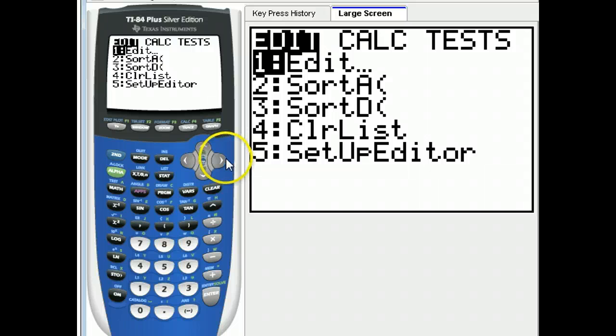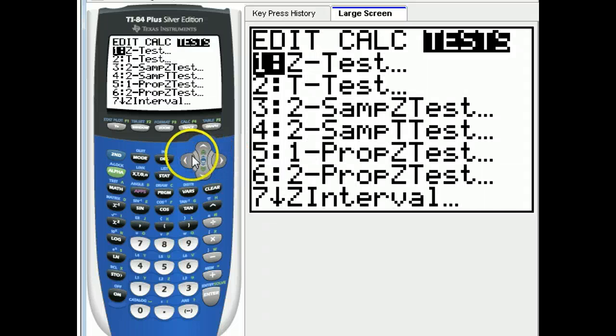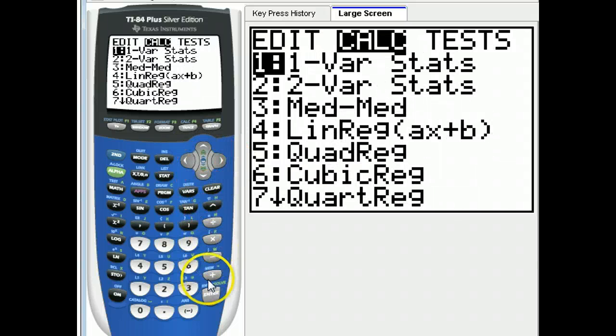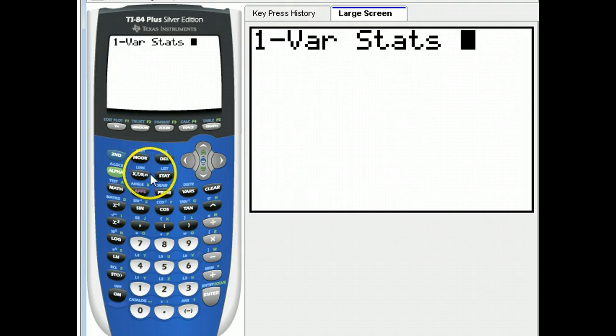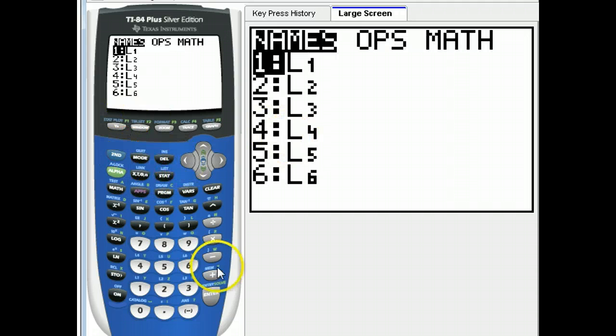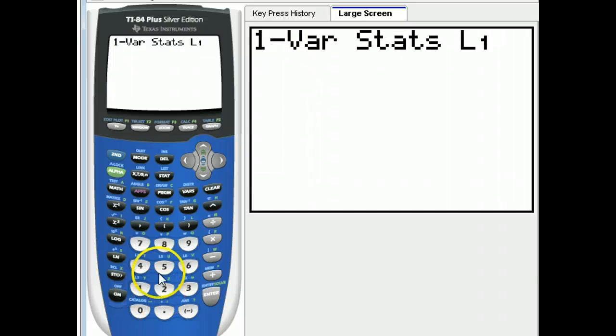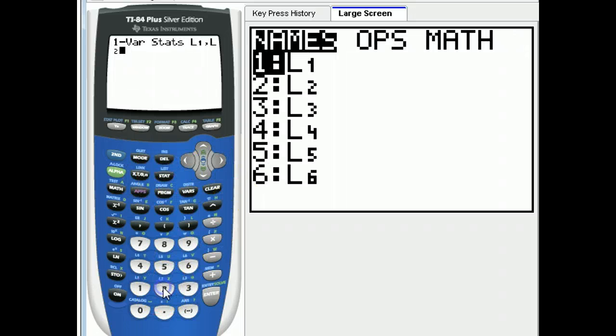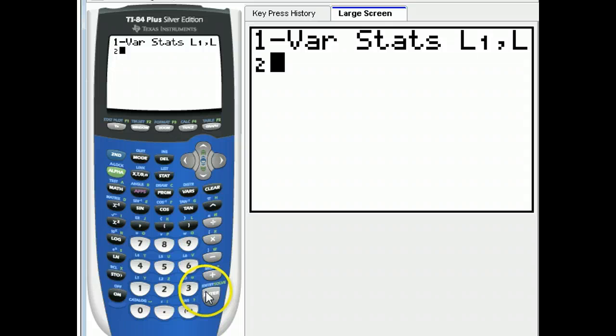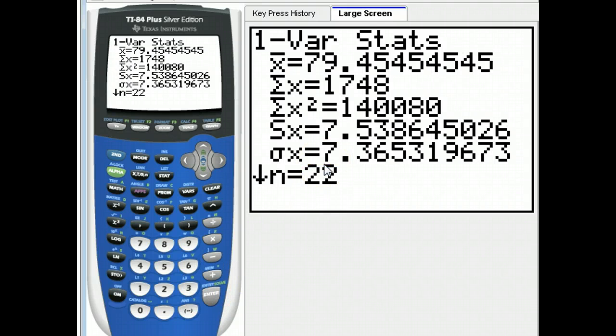stat, calc, sorry, 1 variable stat. I'll just go this way. Second list 1, comma, second list, go to number 2, and then say enter. And the standard deviation is this one, the 7-point.